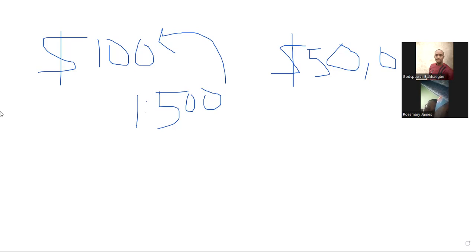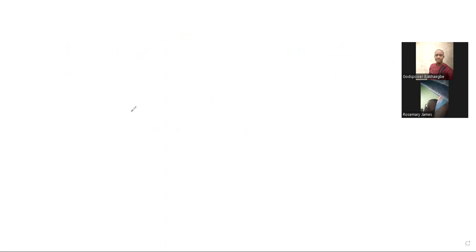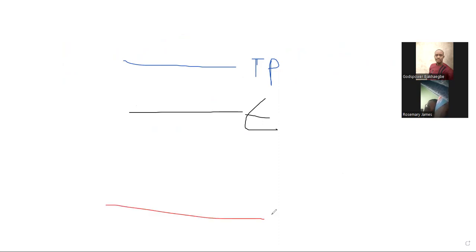Let me do a short practical before I end this class. Let's say you enter a market as a buy. This is your entry point, and this is your take profit. Let's say your stop loss is down. That's if you are buying. But if you are selling, the reverse is the case. I repeat, if you are selling, the reverse is the case.